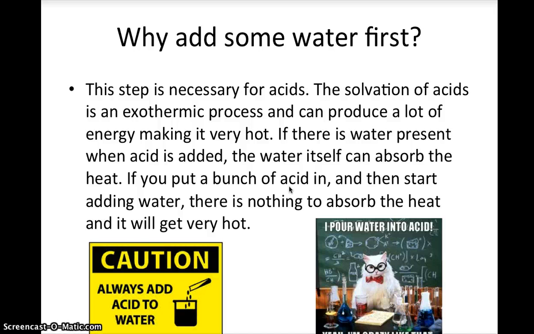So the saying is, add acid to water like you oughta. And it's definitely a safer way to make solutions.